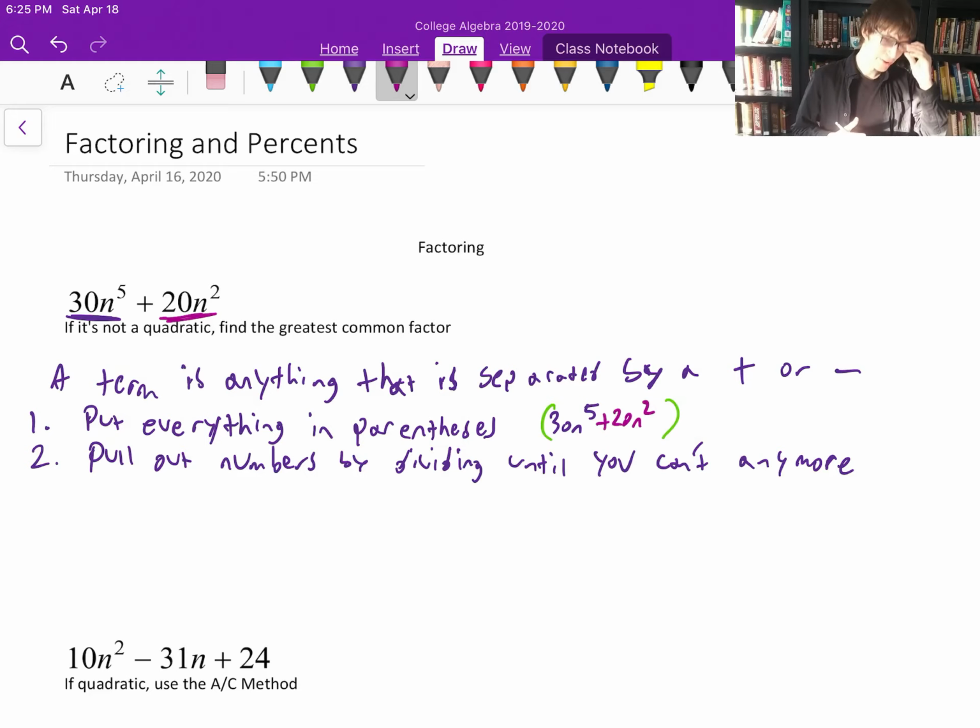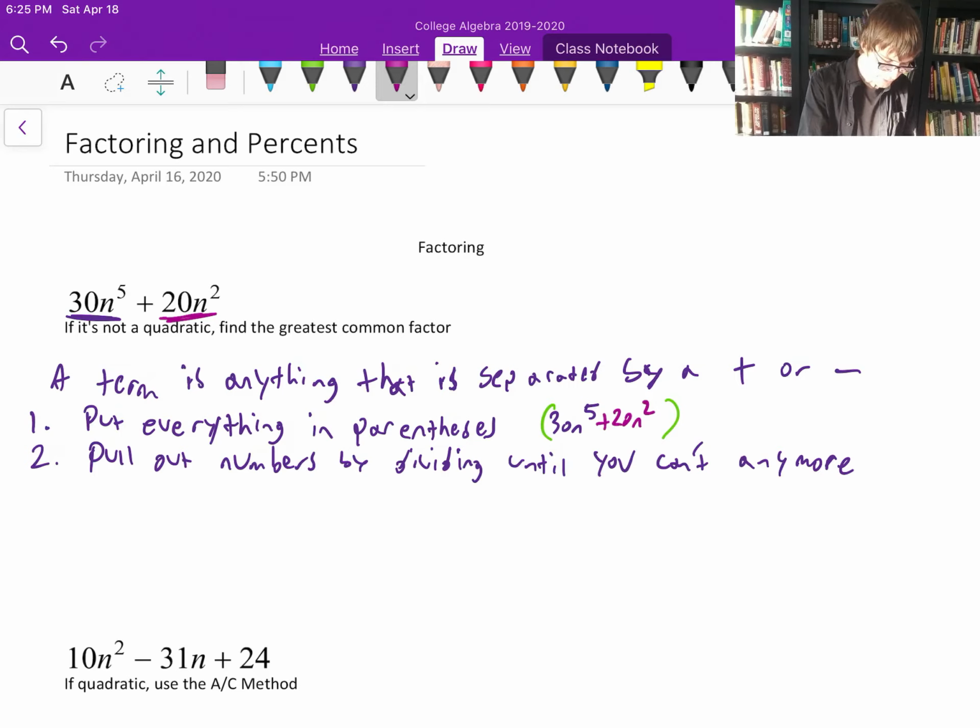The second thing we do is divide stuff out from 30n to the fifth and 20n squared until we can't divide anything else. But remember, here's the big rule. If you divide into one term, you have to divide into the other term as well. So I have to divide both these terms by some number that can divide into both terms at the same time. For 30n to the fifth and 20n squared, I could probably divide them both by 2. They're both even numbers, 30 and 20, so I can divide them both by 2.